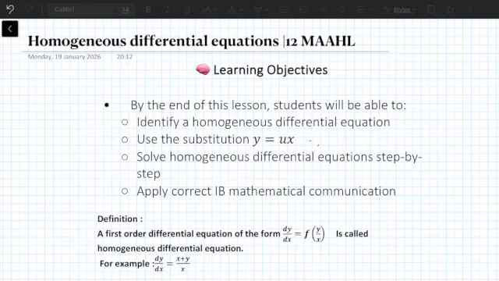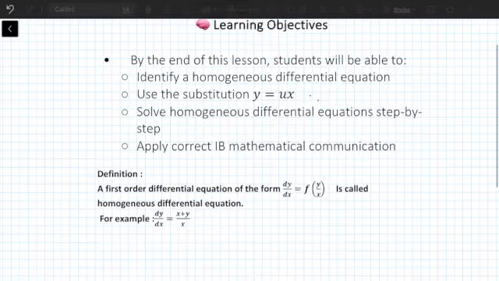In today's lesson, we are going to learn homogeneous differential equations. By the end of this lesson, students will be able to identify a homogeneous differential equation, use the substitution y = ux or y = vx, solve homogeneous differential equations step by step, and apply correct IB mathematical communication.